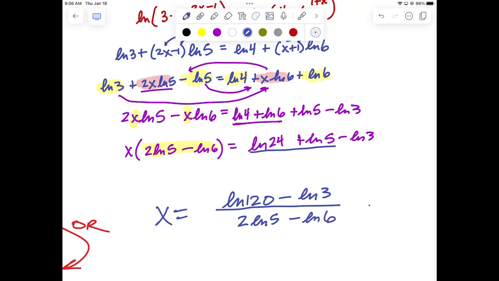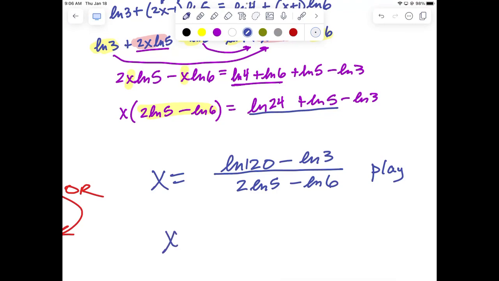Now we can play some more, right? There's your final answer. You actually got x equals something. We can play some more now if we want. Do you want to condense the numerator even more to the natural log of 120 divided by 3? I would do that here because 3 is a factor of 120, right?